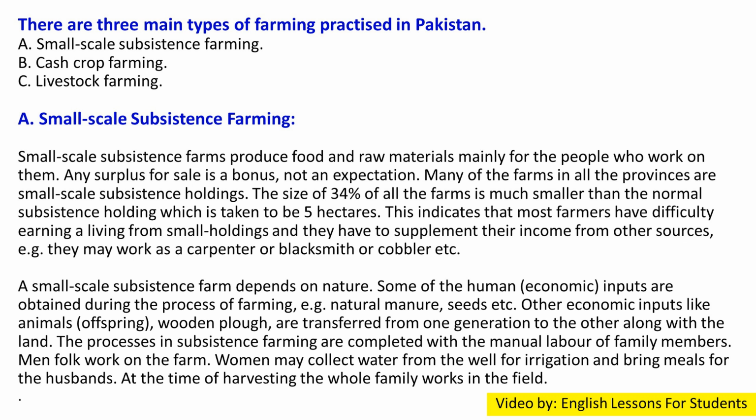A small scale subsistence farm depends on nature. Some of the human inputs are obtained during the process of farming, for example, natural manure, seeds, etc. Other economic inputs like animals, wood and plough are transferred from one generation to the other along with the land. The processes in subsistence farming are completed with the manual labor of family members. Men folk work on the farm, women may collect water from the well for irrigation and bring meals for the husbands. At the time of harvesting, the whole family works in the field.